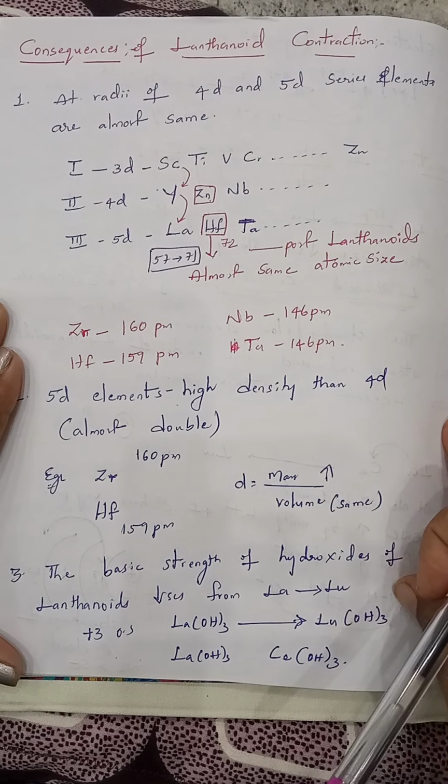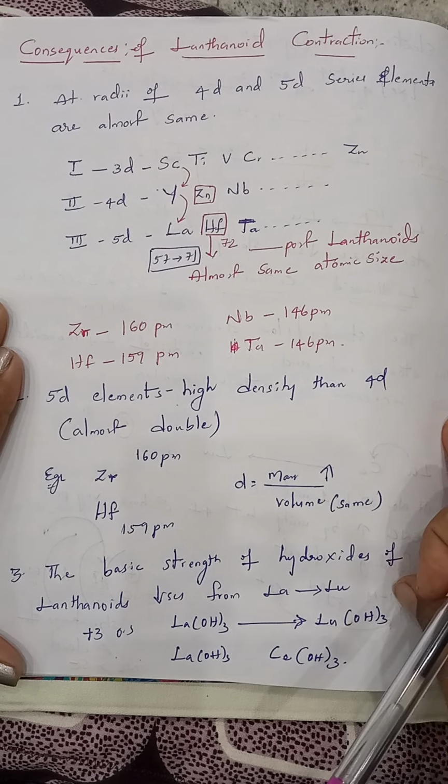What is meant by lanthanide contraction? With increase in atomic number, if there is a slow decrease in the atomic size, then that is known as lanthanide contraction. The first consequence of lanthanide contraction is that the atomic radii of 4d and 5d series d block elements are almost the same.